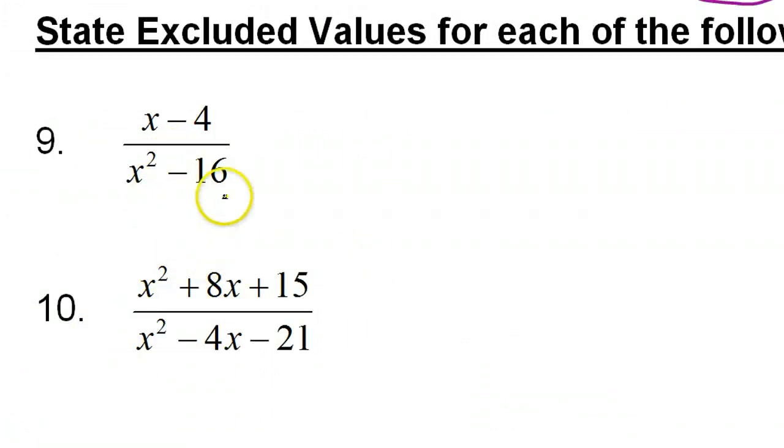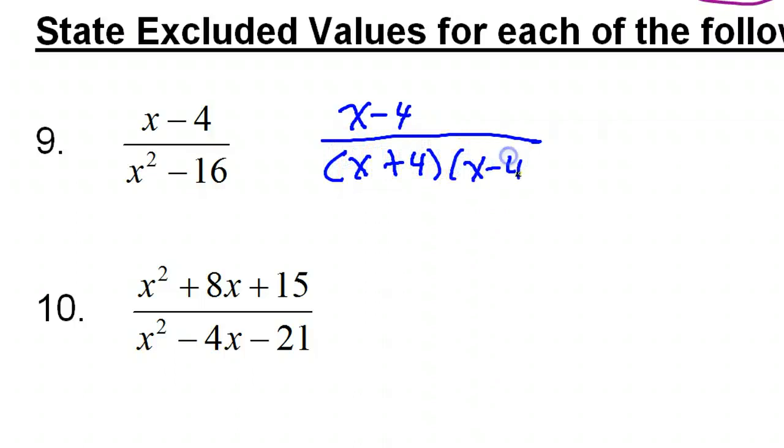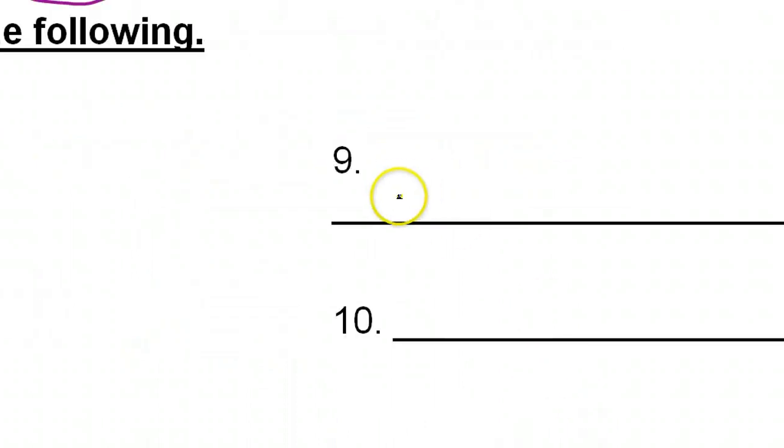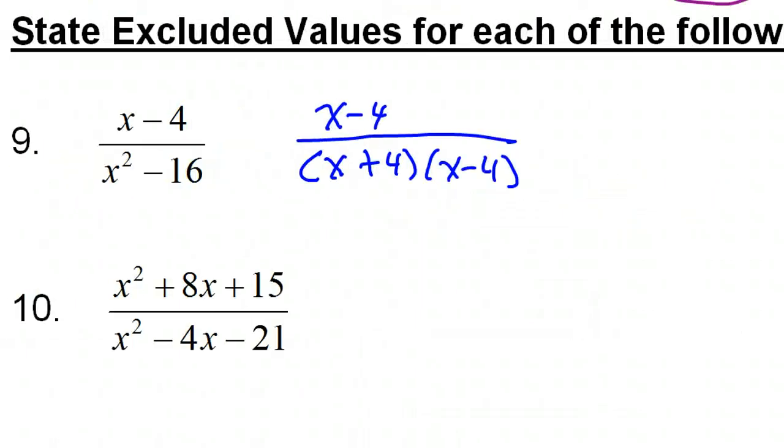All right, for 9 and 10, we are simply stating the excluded value. So we definitely need to factor everything. So this denominator factors as x plus 4, x minus 4. The excluded values are only going to come from the denominator because the denominator can't be 0, can't divide by 0. So because of this, x cannot equal negative 4. And because of this factor, x cannot equal positive 4. So that's pretty simple. All right, that's really all there is to that.